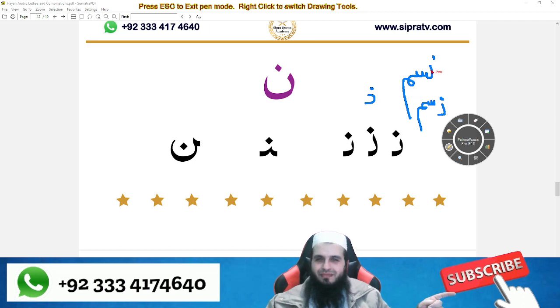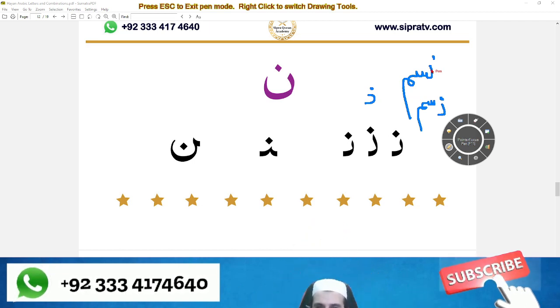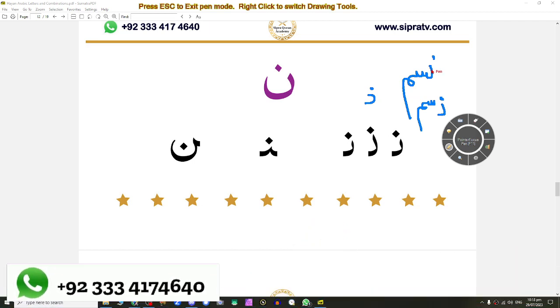So this can never be Za or Zal. This is always known because it is one spike, one dot at the top, and it is joined with the letter next to it. So you have to look at the overall shape of the word in order to determine which letter that is. Are you getting my point, Taha? Taha, are you there? Yes.